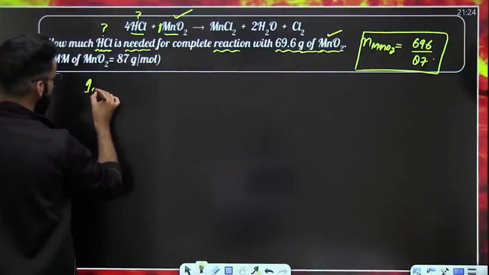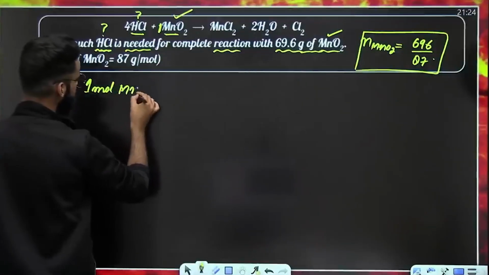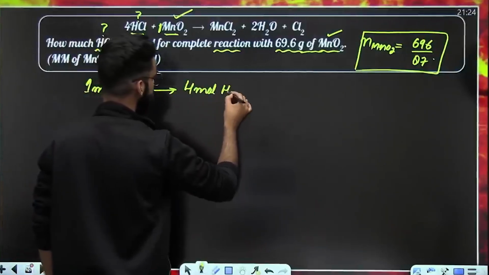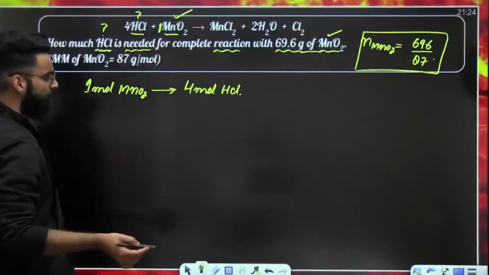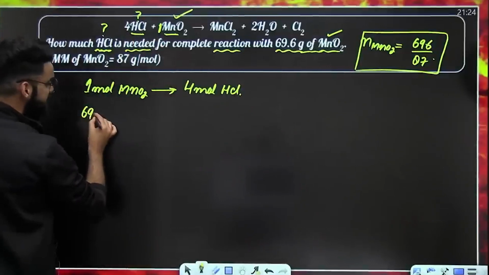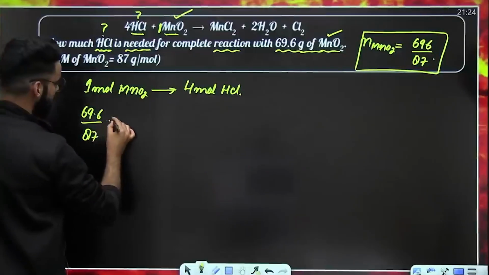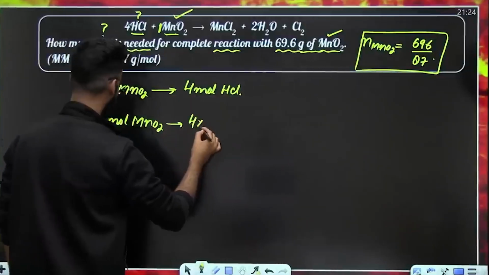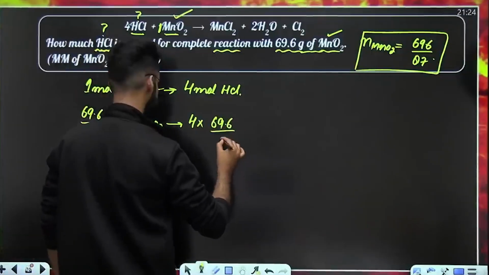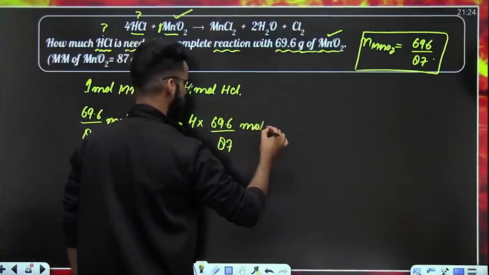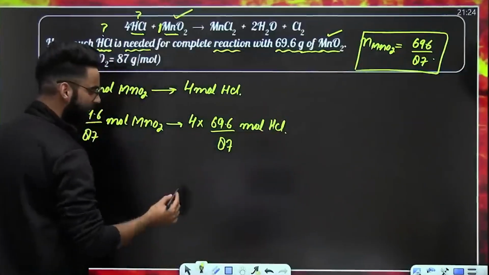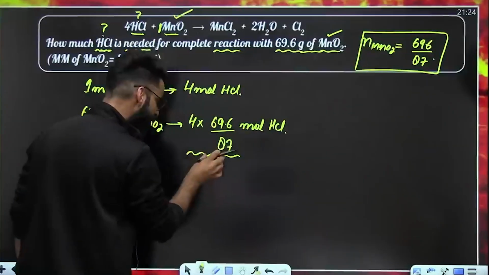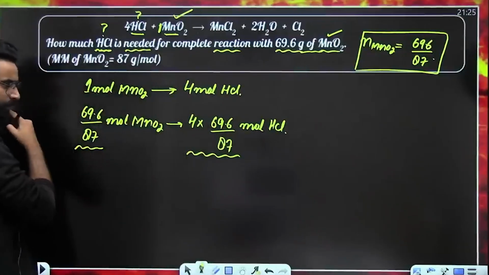I can say from the stoichiometry, 1 mole of MnO2 reacts with 4 moles of HCl. That means 69.6 divided by 87 moles of MnO2 reacts with 4 multiplied by 69.6 divided by 87 moles of HCl. So what did I calculate? These are basically the moles of HCl which are enough to react with these many moles of MnO2.